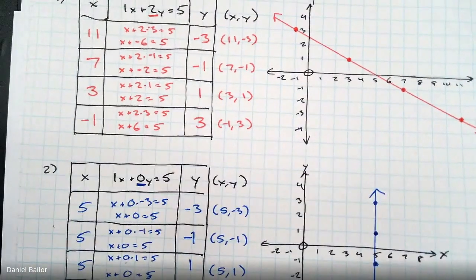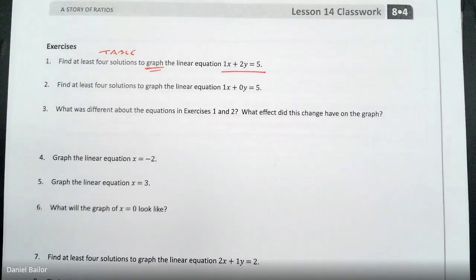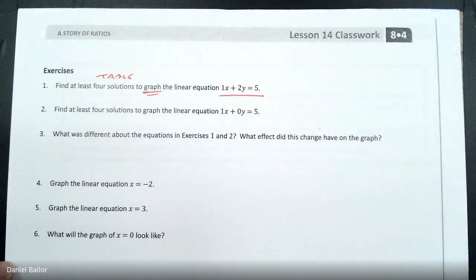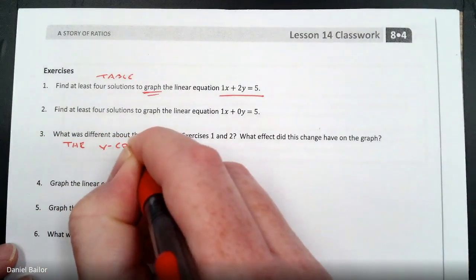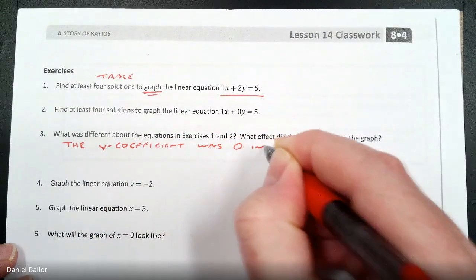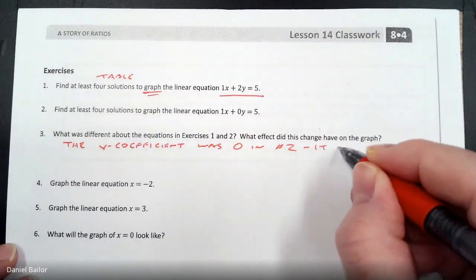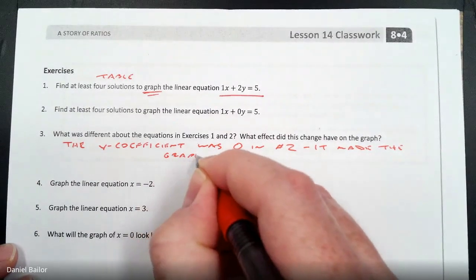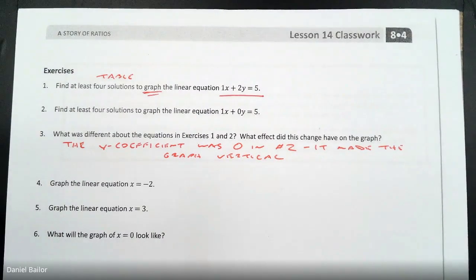Question 3, what was different about the equations in exercise 1 and 2? Well, we just talked about that. The y coefficient was 0 in number 2. It made the graph vertical.